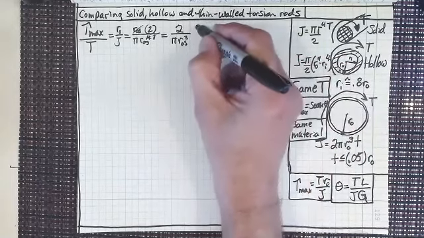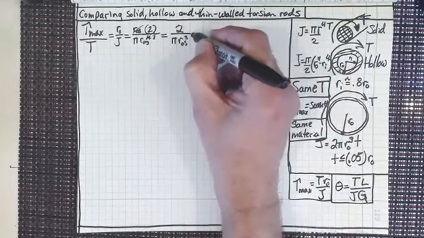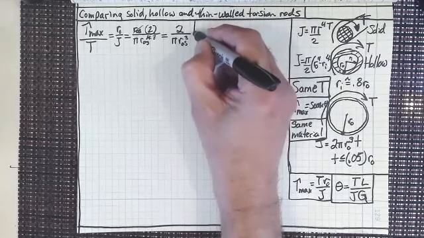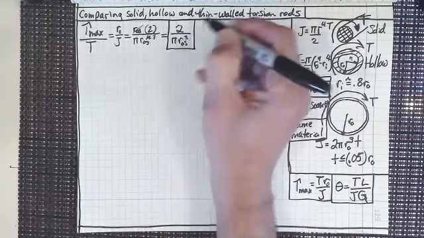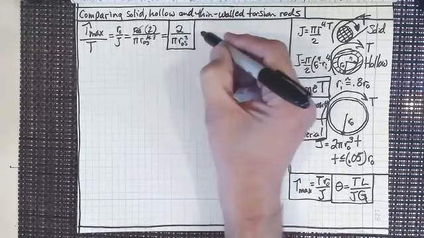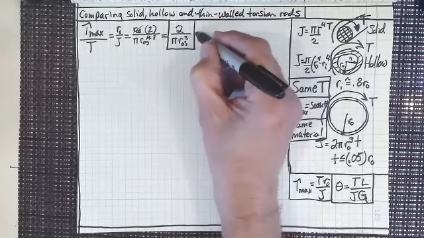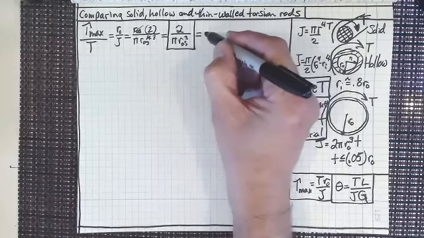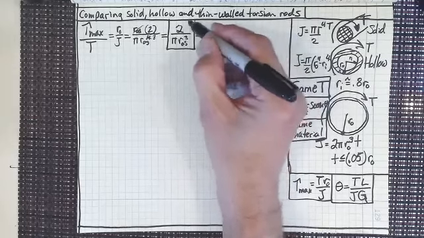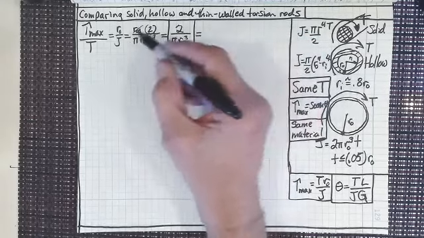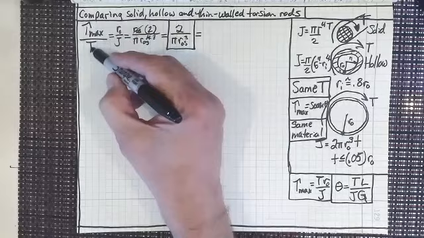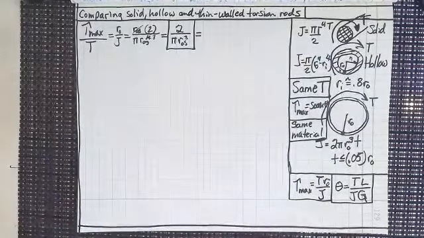So this is for the solid shaft. Actually, I should put equals. Well, no, I have the solid shaft right there. All right, and I can use these equal signs because I'm still looking at tau max over T. So I'm comparing these, right?